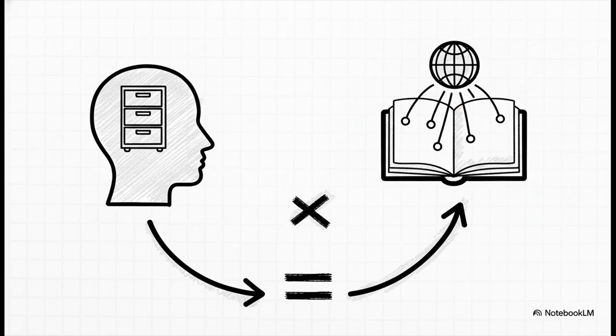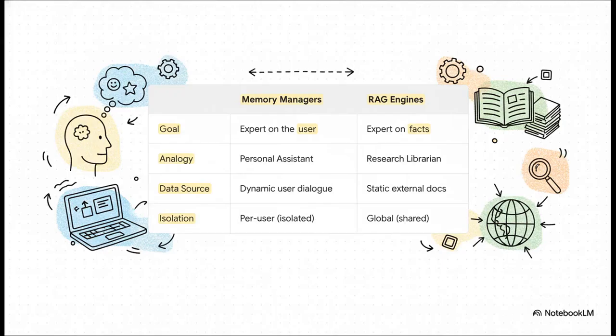This is something people get mixed up all the time. An agent's memory is often confused with a technology called RAG, or Retrieval Augmented Generation. But they are designed to solve two completely different problems. And the difference is actually super simple, but really powerful. Memory's goal is to make the agent an expert on you. RAG's goal is to make it an expert on external facts.